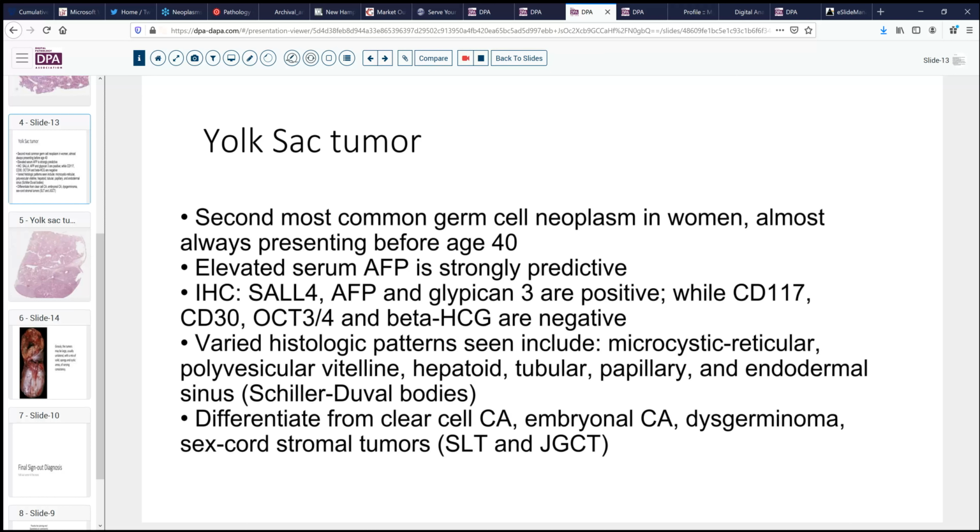And it would be important to differentiate from clear cell carcinoma. That would usually be an older age group. Embryonal carcinomas, of course, could have some features of this, but usually have a higher degree of atypia and pleomorphism of the glandular material. Dysgerminoma and some of the sex cord tumors, particularly Sertoli-Leydig tumor, can occasionally also look like yolk sac tumor. Juvenile granulosa cell tumor less frequently would masquerade as this. It would have to have a predominant follicular pattern to be mistaken for yolk sac tumor.